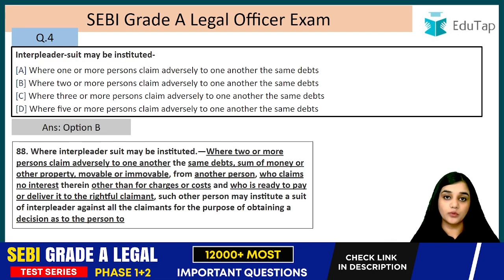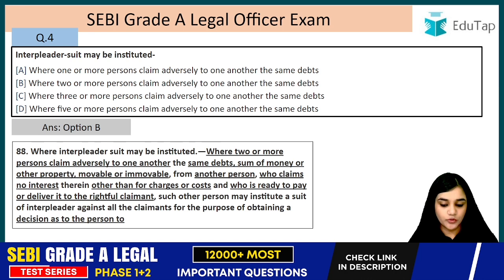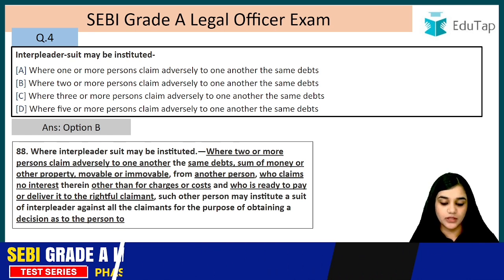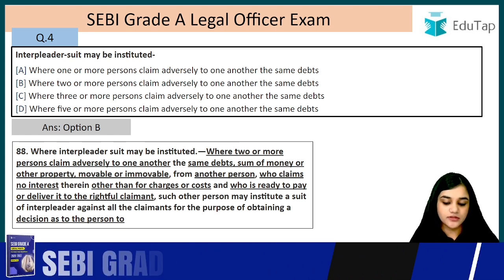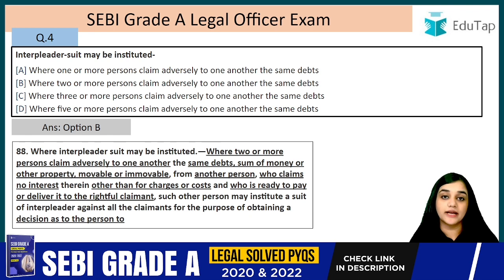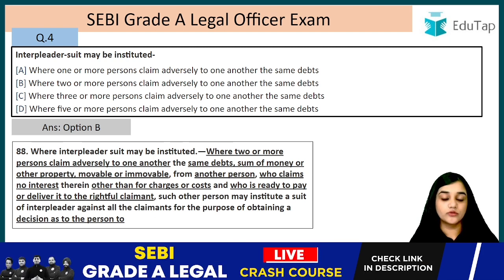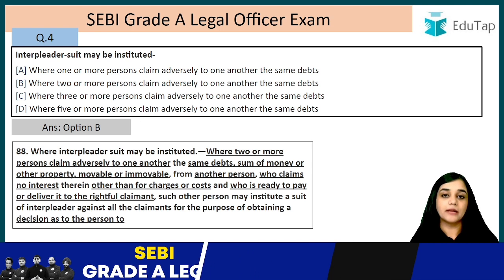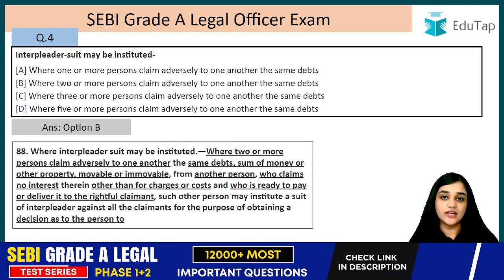Let's read it again. Now it will be clear to you. Where two or more persons claim adversely to one another the same debt, sum of money or other property, it can be movable or immovable, from another person who claims no interest. So he knows that I don't have any interest in such property other than for charges or cost. He is only going to claim charges or cost that may have occurred to him, either for the institution of the suit or any other charge, right? And who is ready to pay or deliver it to the rightful claimant.